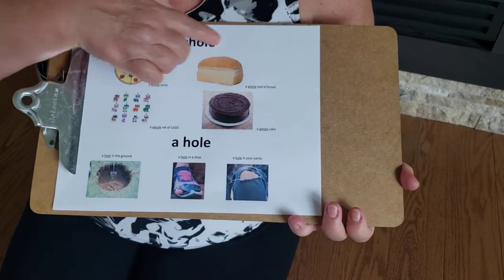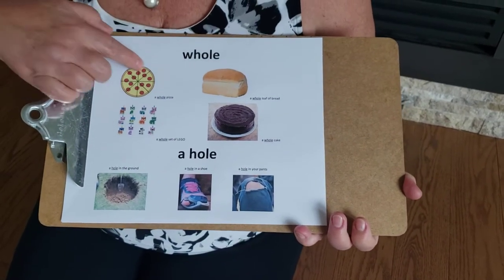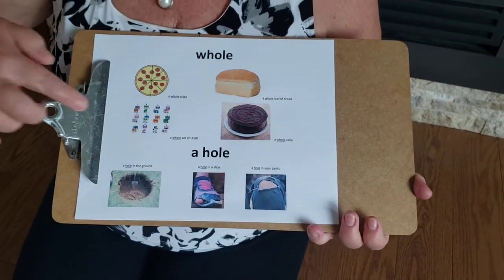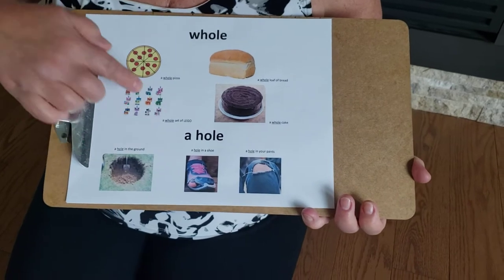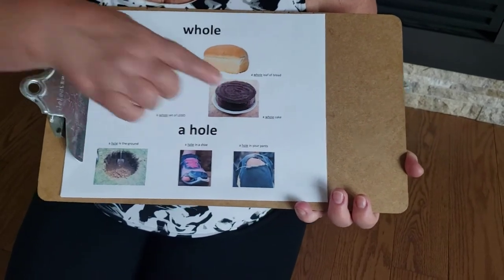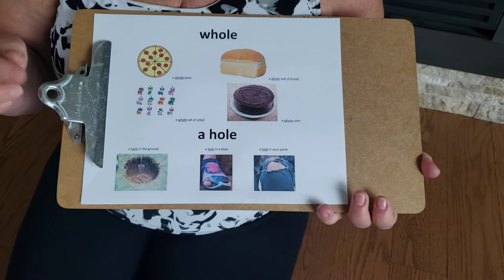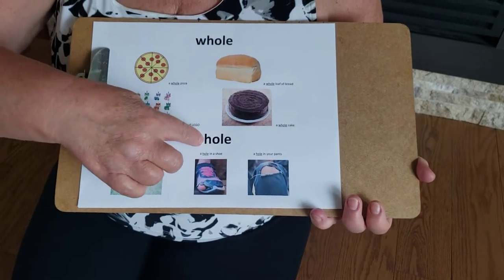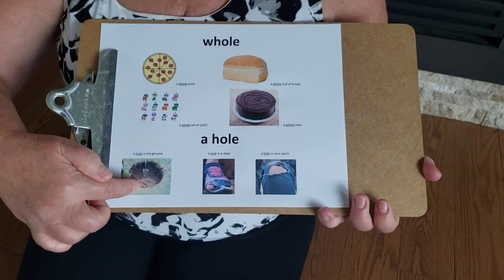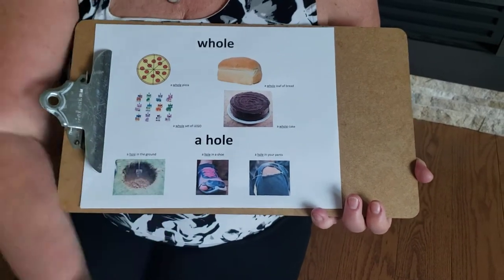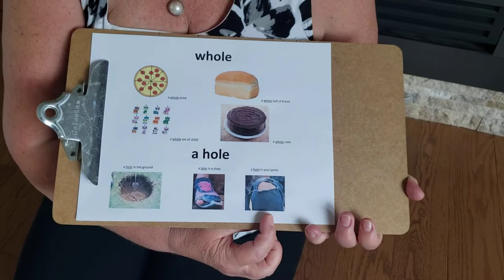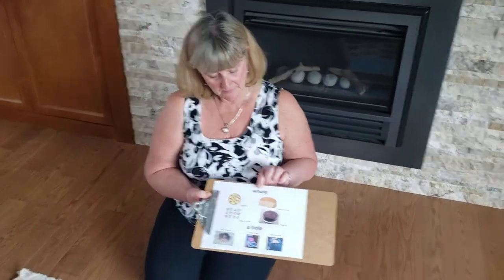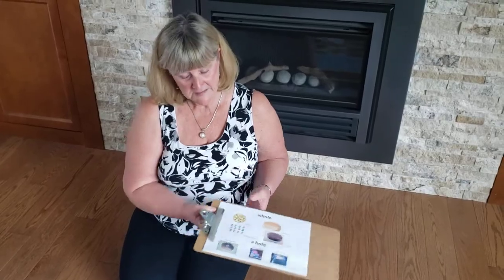The first whole, with the W, is a whole pizza, a whole loaf of bread, a whole set of Lego, a whole cake. The second whole does not have a W on it. That kind of hole is a hole in the ground, or a hole in your shoe, or a hole in your pants. Today we're going to be talking about this kind of whole that means complete.